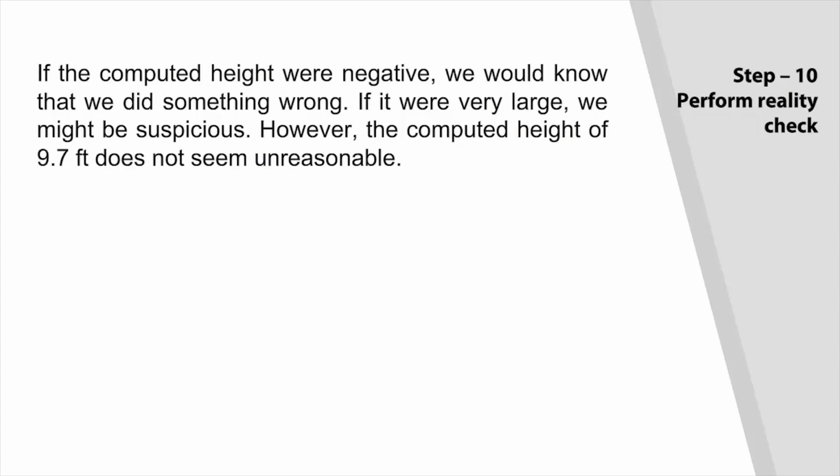Step 10 is to perform a reality check. Reality check is something like: if we get a negative height, we would obviously know something is wrong. Also, if we get a very large value, it also means that something is wrong in the calculation. However, the computed height in our case is 9.7 feet, so that does not seem unreasonable. Hence, we can say it has passed our reality check and the values are pretty much reasonable. This concludes our 10-step solution for our problem.